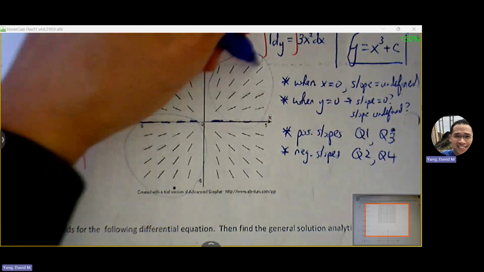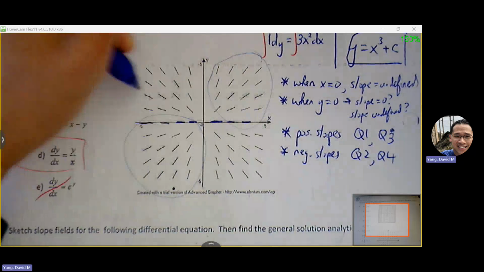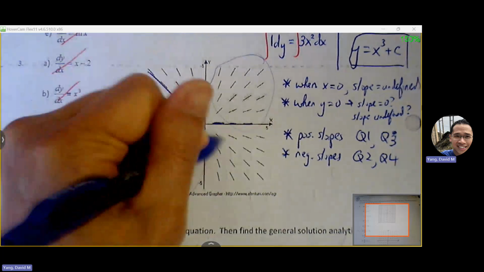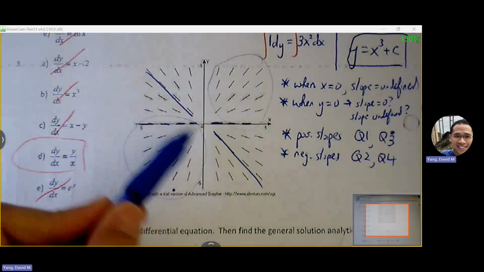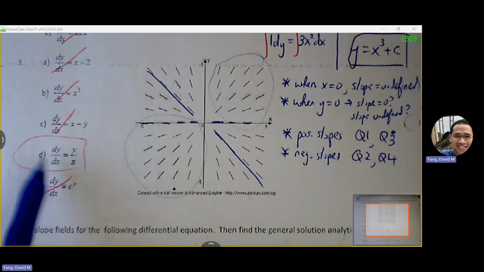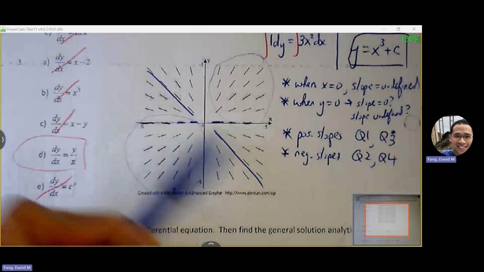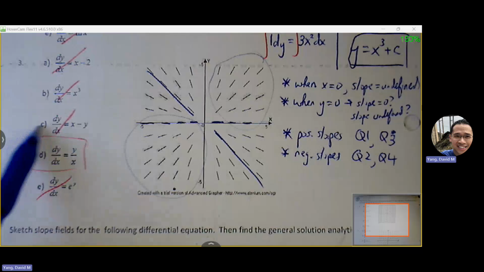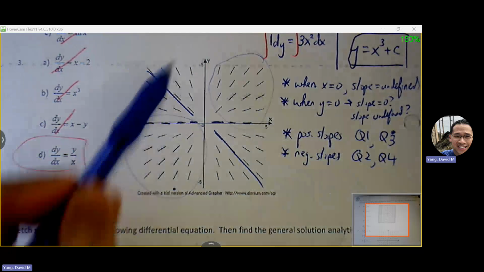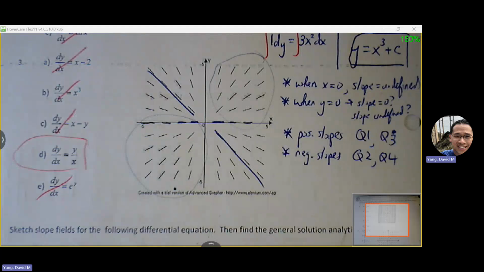Now, if we were to sketch a graph through any of these points, maybe I'll just pick this point here, right? We see a bunch of lines, right? So if we were to solve this differential equation, we should get something that is representing a linear function. So let's practice solving this differential equation and see if we get something that resembles a y equals mx plus b sort of equation.